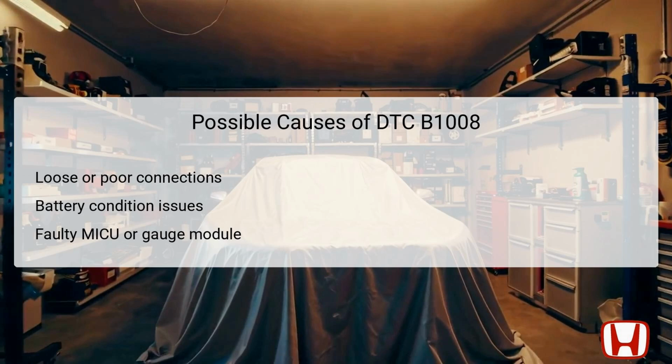Additionally, issues with the vehicle's battery condition may affect the functioning of electronic modules, potentially causing interruptions in communication. If both the connections and battery condition are intact, it may point to a faulty MICU or gauge control module. Identifying the exact cause is essential to restoring normal communication and function.